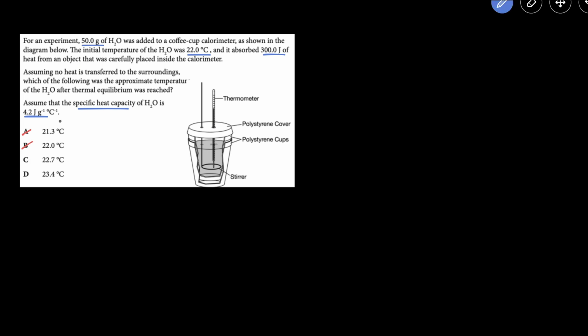But we're given the specific heat capacity, and whenever we have the specific heat capacity, we know the equation should be Q equals MC delta T. The Q is the heat, 300 joules of heat was absorbed. M is the mass of the water, that's 50 grams. C is the specific heat capacity, 4.2 joules per gram times degrees Celsius. And then we don't know the change in temperature, that's what we're solving for.